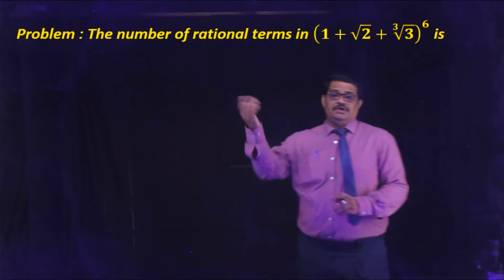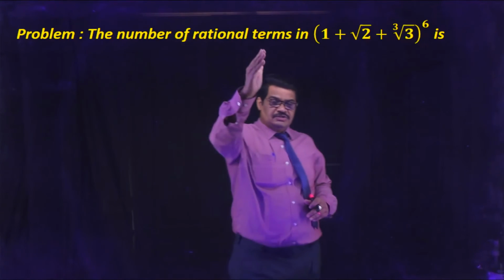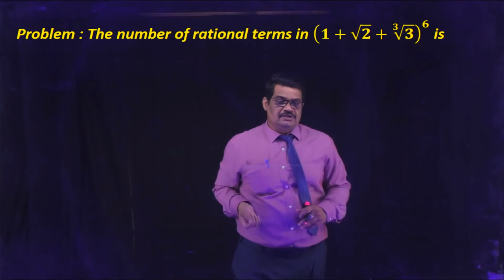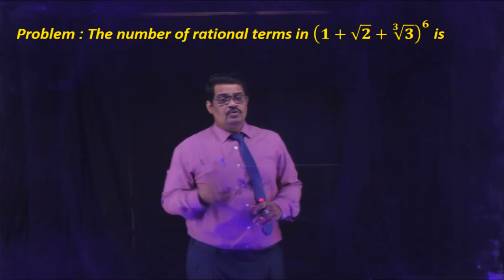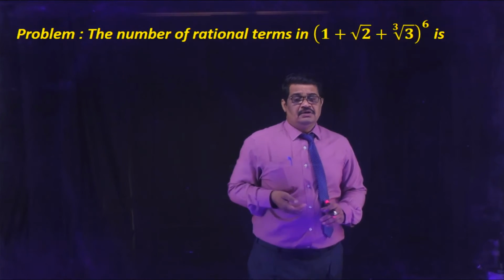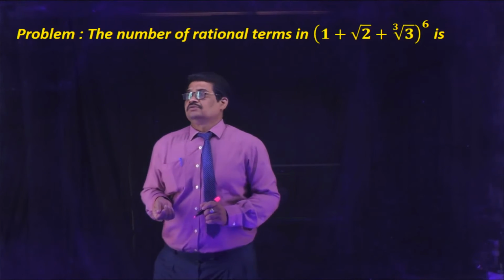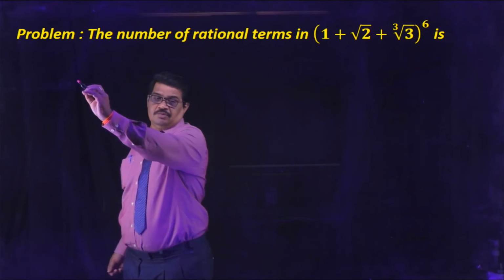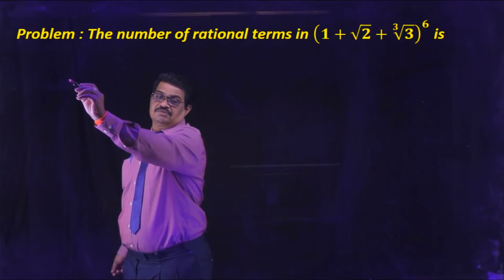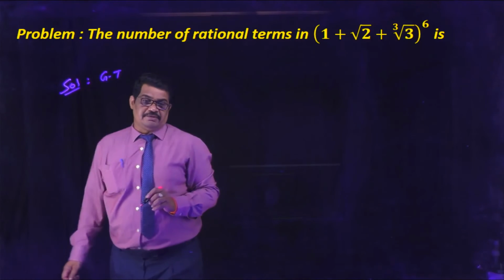Okay, see another problem. The number of rational terms in the expansion of (1 plus root 2 plus cube root 3) whole to the power of 6. In that expression there are three terms. Now we write the number of rational terms. See the solution. What is the given expression here?